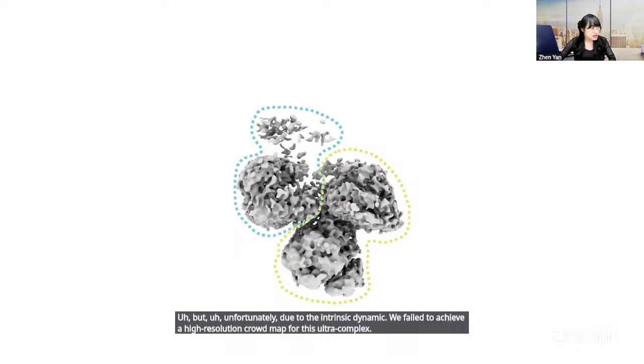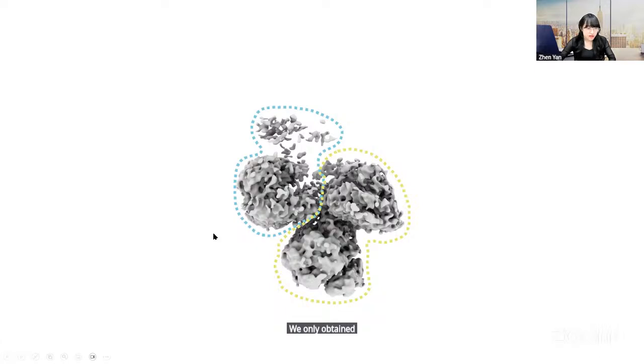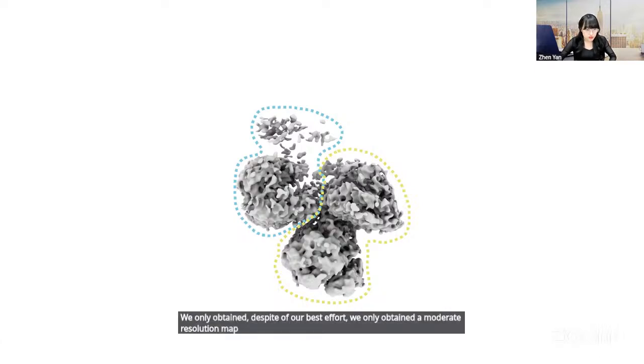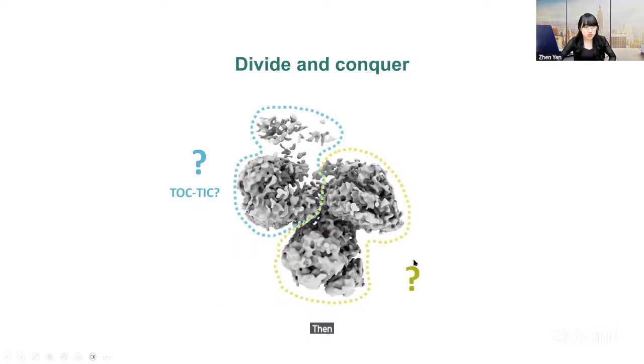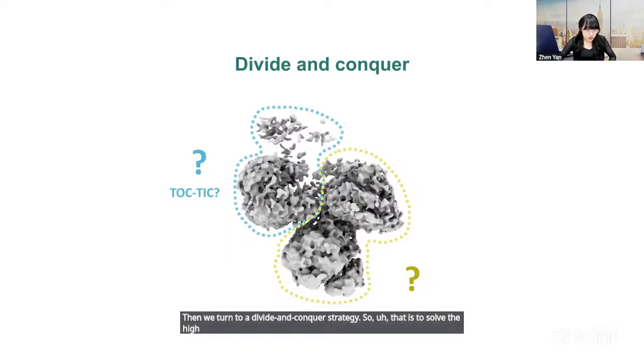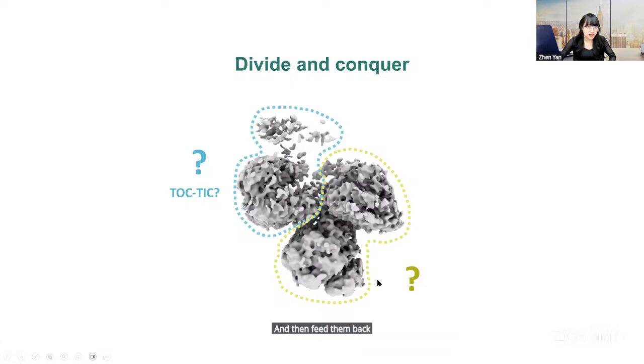We only obtained, despite our best effort, a moderate resolution map with a resolution of about 11 angstrom. At this resolution, we cannot identify the proteins according to this density map. Then we turn to a divide and conquer strategy. That is, to solve the high-resolution structures of each complex and then fit them back to this ultra-complex map.